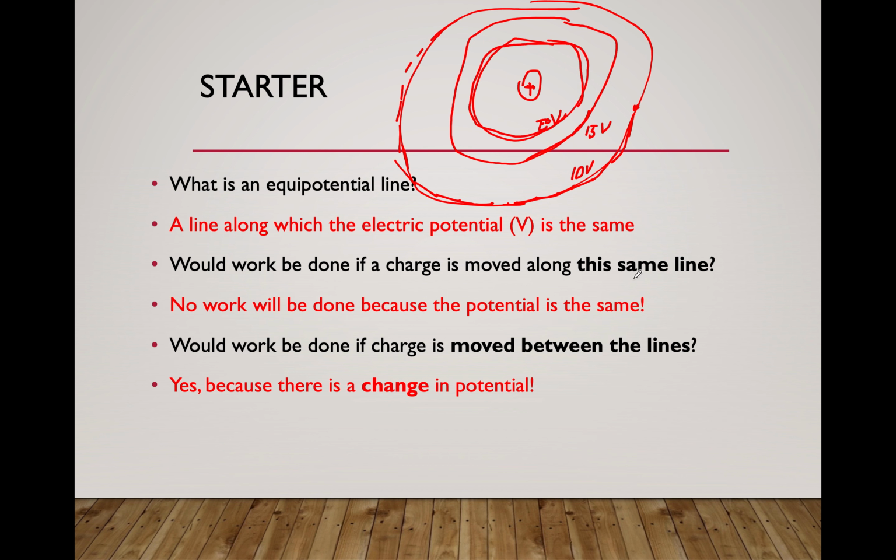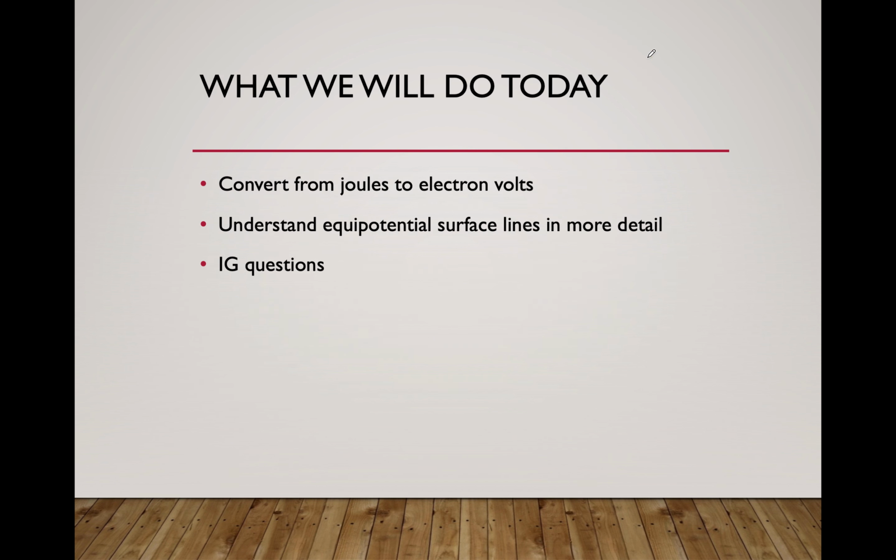So if you're moving along the same line, not in between, but along the same line, no work is done. V final minus V initial, 10 minus 10, 0. 15 minus 15, 0. 20 minus 20, 0. The only time there will be work done is if you move between the lines, because I am increasing my potential. So it'll be 15 minus 10, this will be 5, and I've gained 5 volts as I get closer. I will lose it as I get further away.